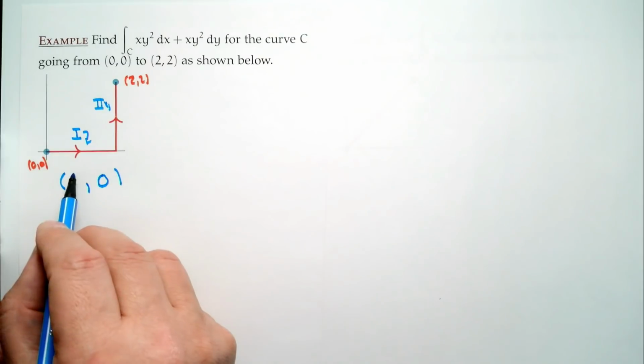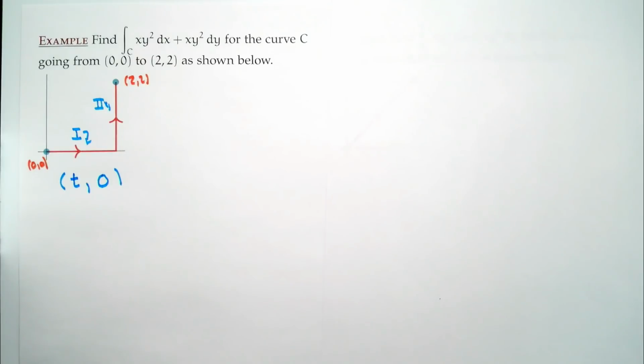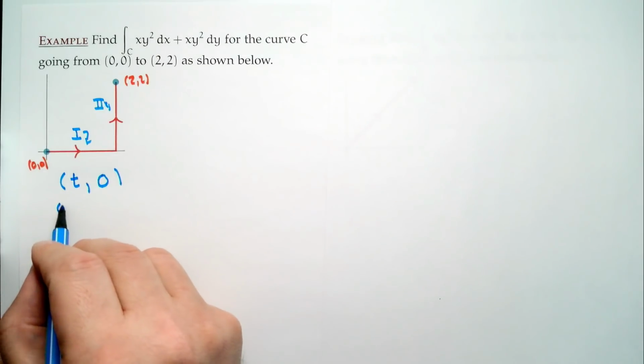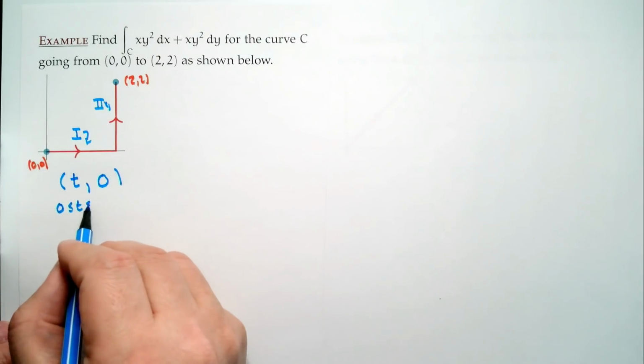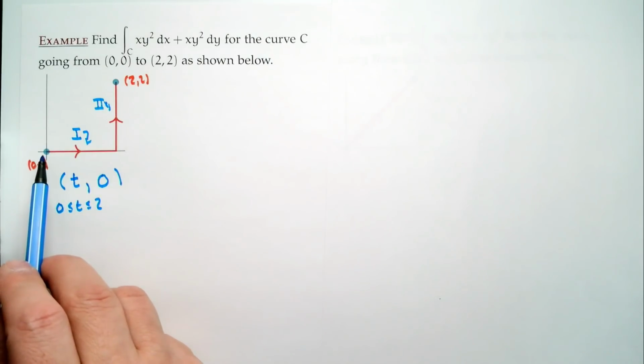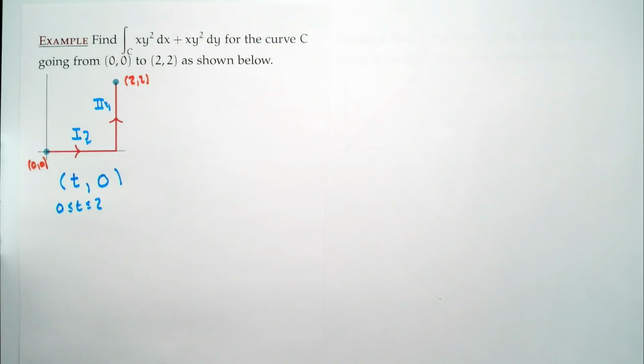So what we can do for our parameterization is we can say, well, we need something to indicate it's changing, so we'll throw our parameter in, and then we'll just say that it goes between 0 and 2. If you look at it, when I start at time 0, I'm at 0, 0. And at time 2, I'm at 2, 0. It's exactly the parameterization that we need.